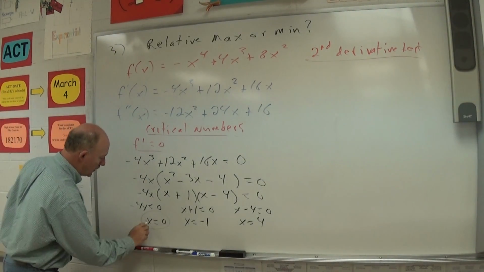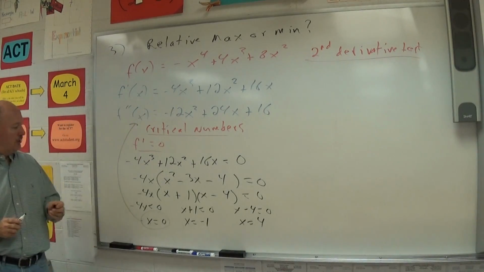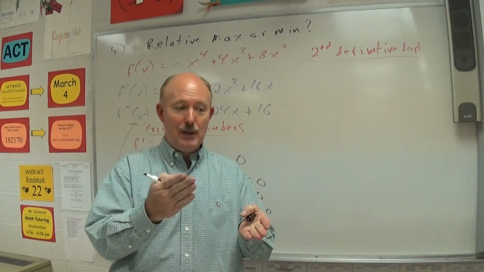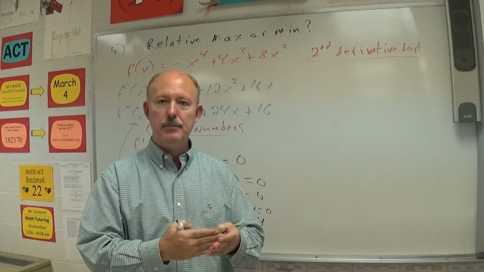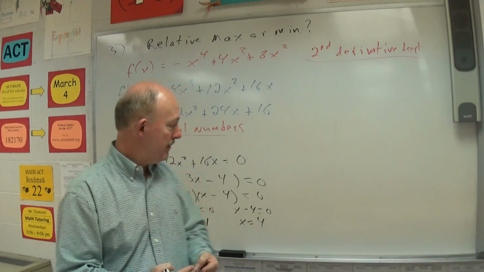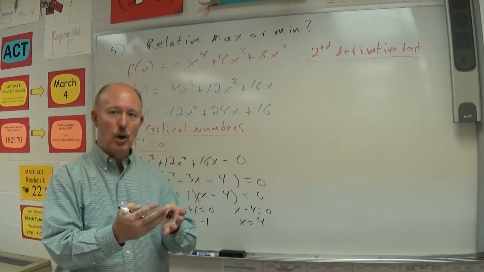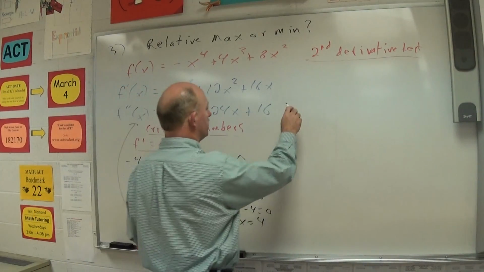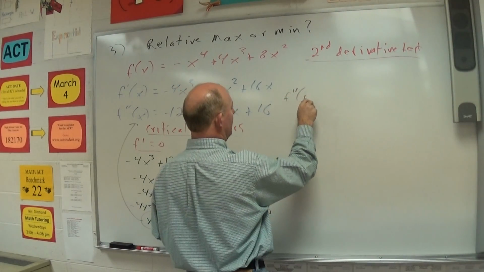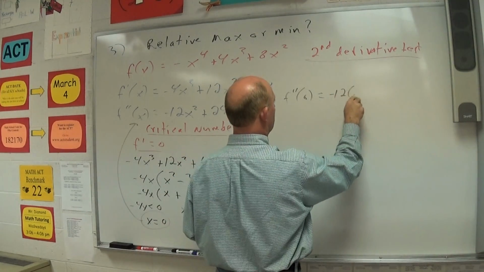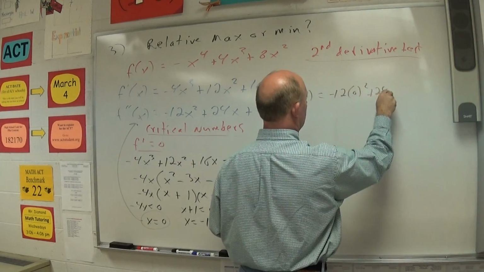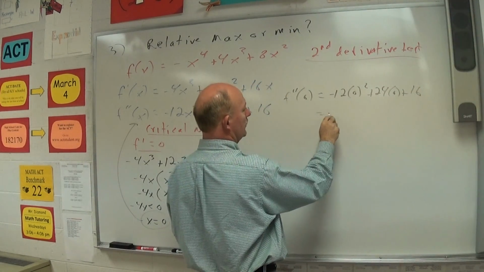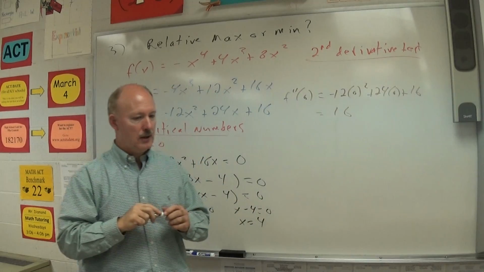We're going to substitute it into the second derivative, and then we're going to do the negative 1 and the 4. Remember, if we end up with a positive number, it'll be concave up, and that indicates a minimum. If we get a negative number, the curve should be concave down, and that indicates a maximum. So let's try the 0 first. The second derivative at 0 gives us negative 12 times 0 squared plus 24 times 0 plus 16, which gives us positive 16.